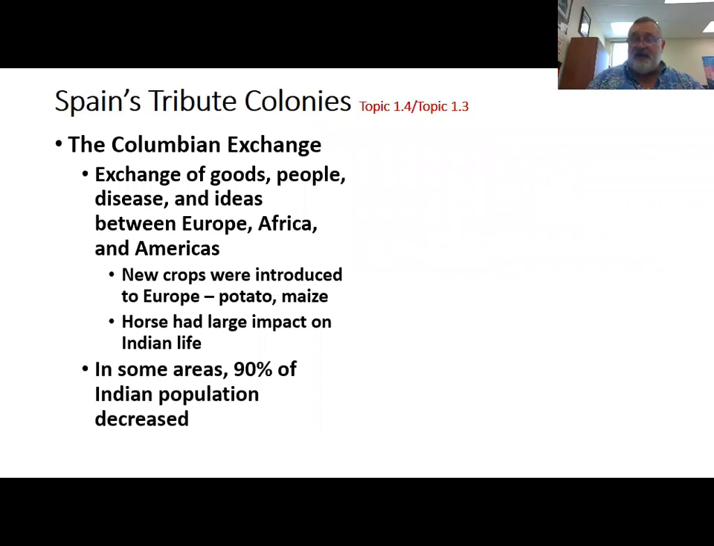Be familiar with the Columbian Exchange. You're probably familiar with that from last year, but this flow of goods and services, people, animals, plants, diseases, all these things are going back and forth. So it had a very negative impact on Native Americans. You do have an activity that deals specifically with the Columbian Exchange.